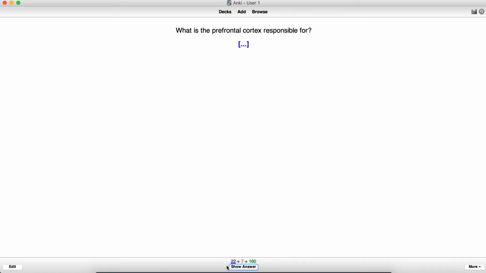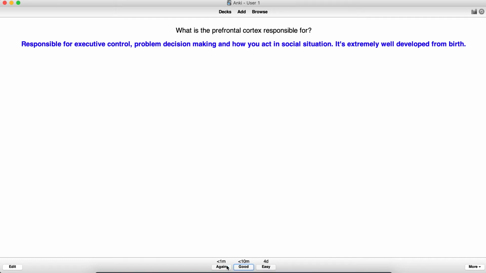What is the prefrontal cortex responsible for? It's responsible for a lot of things. Executive control, decision making, and how you act in social situations.